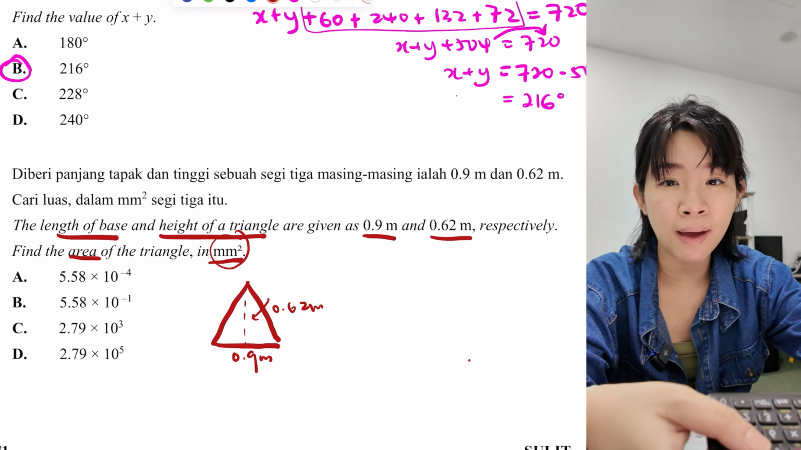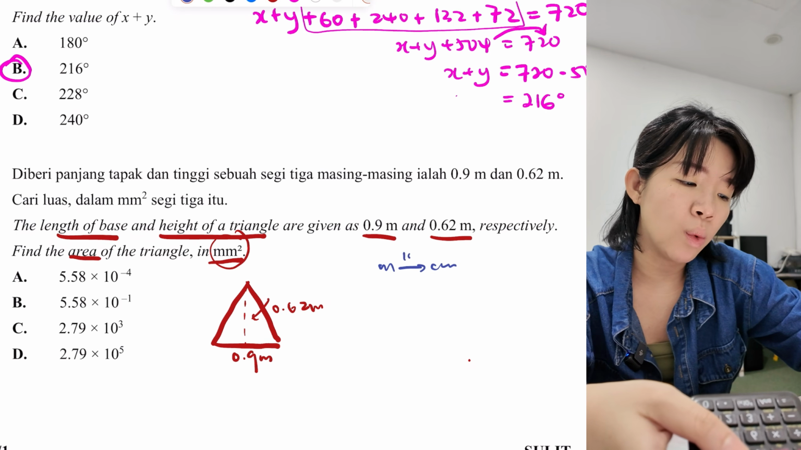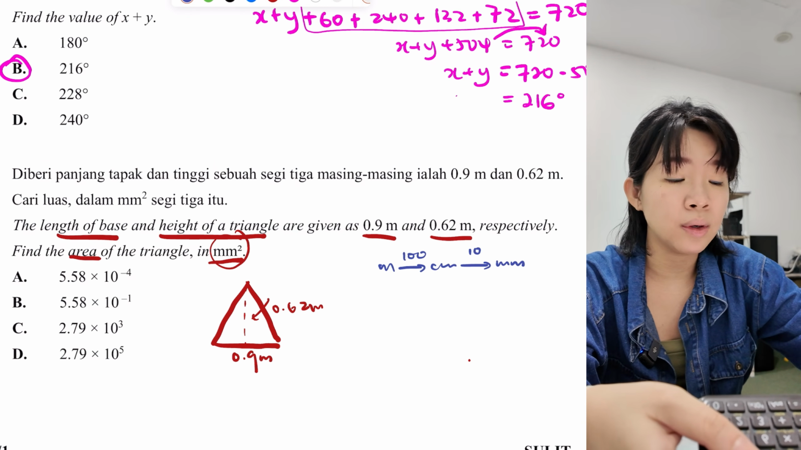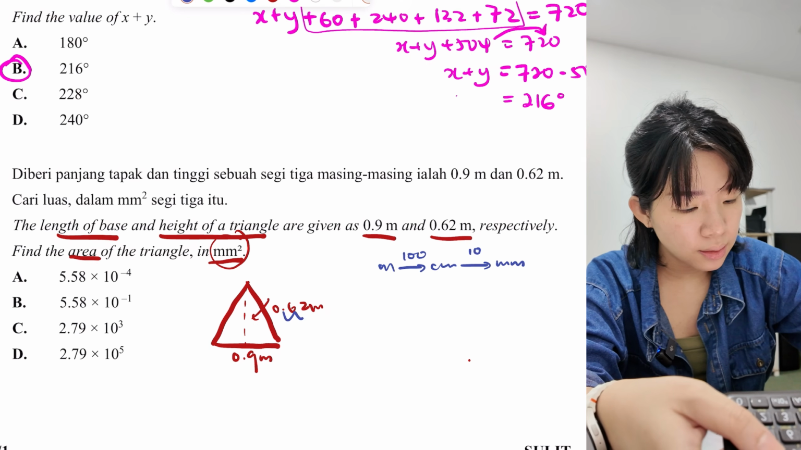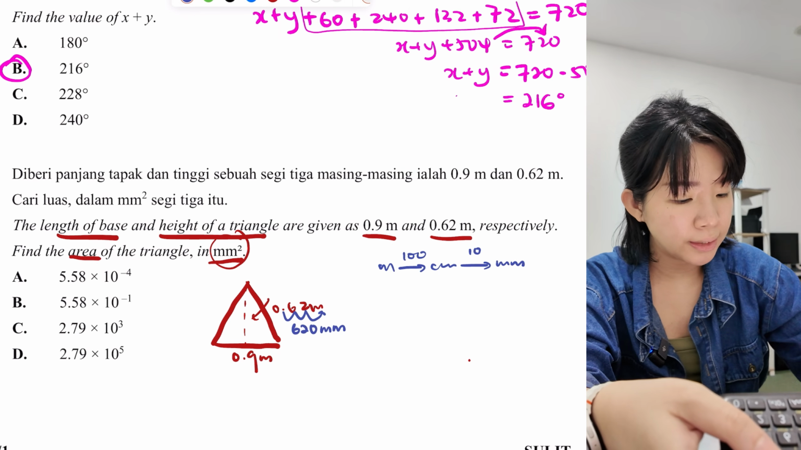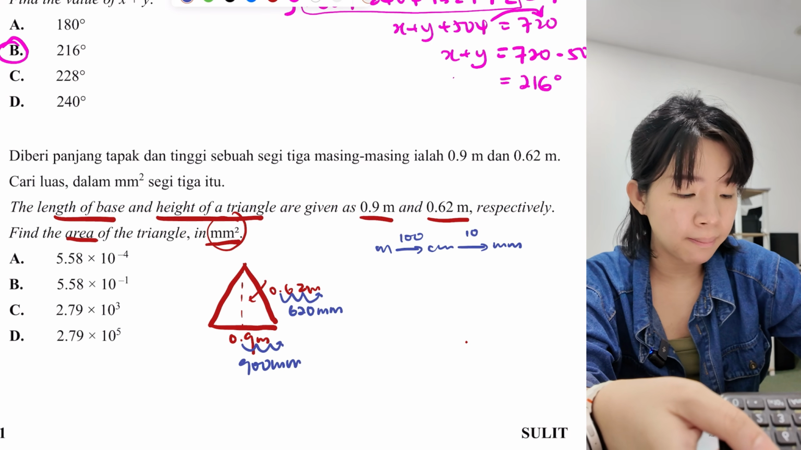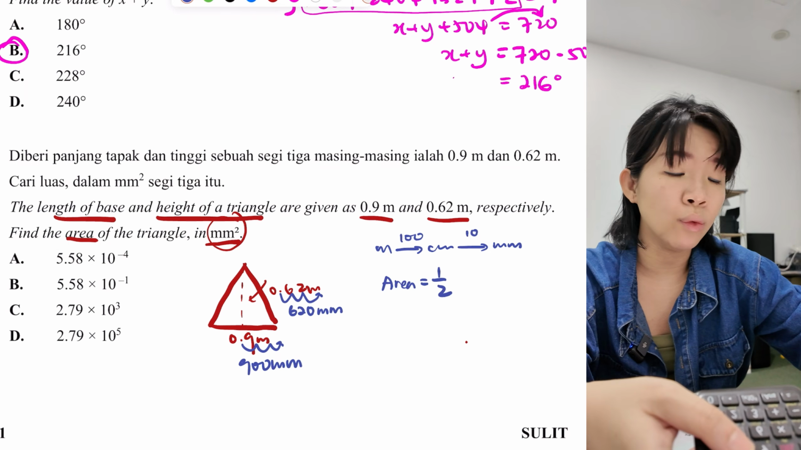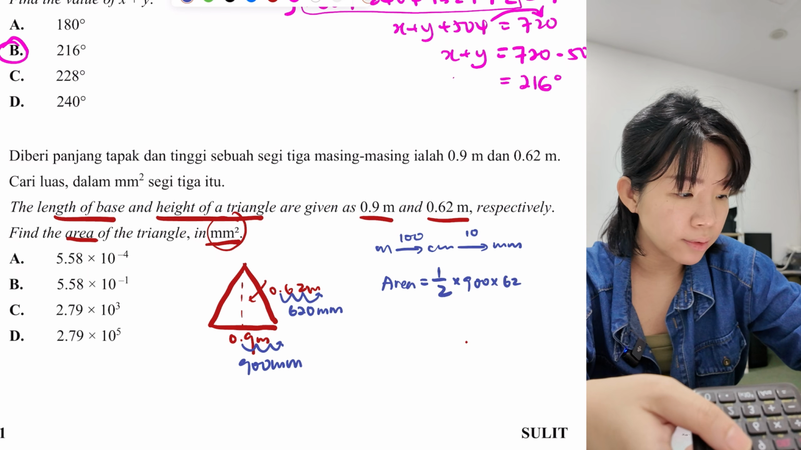From meter to mm, we have to move how many places? Think first. From meter to cm, 100. From cm to mm, another 10, correct? So in total it will be 3 zeros, so we have to move 3 places. So 1, 2, 3. This will become 620 mm. The base here, 1, 2, 3, is 900 mm. So now we have base and height, so we can find the area of the triangle. Don't forget 1 over 2. Area of a triangle is always 1 over 2, base times height. So the base is 900, the height 620.